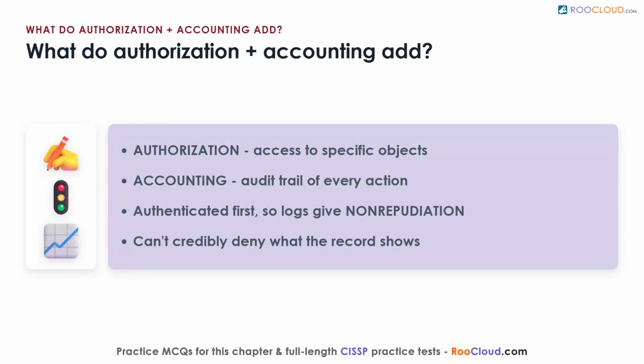What do authorization and accounting add to the picture? These are the two elements that follow a proven identity. Authorization grants a subject access to specific objects based on that proven identity. So an administrator lets a user open certain files and not others. Accounting holds subjects responsible by auditing their actions, logging when someone reads, changes, or deletes a resource into an audit trail. And because the user was properly authenticated first, those logs provide non-repudiation. The person cannot credibly deny doing something the record clearly shows.